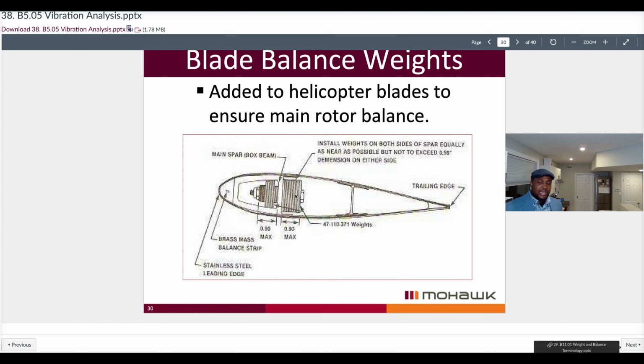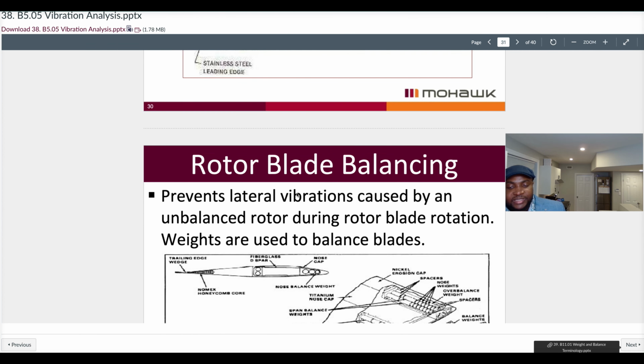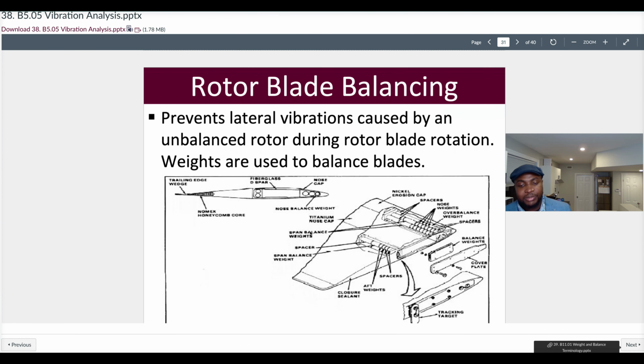Additional weights can be added to the blade in the main spar area, and this is how we're able to adjust that uneven mass distribution and make it more even. This prevents lateral vibration caused by unbalanced rotor during rotor blade rotation. Weights are used to balance the blades like you would on high engine vibrations on your turbine engine aircraft.